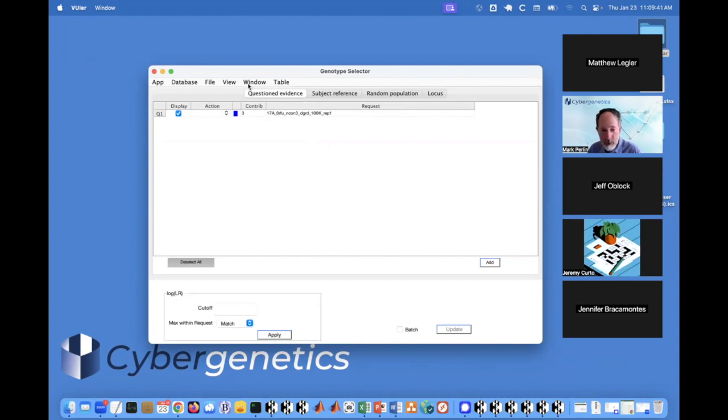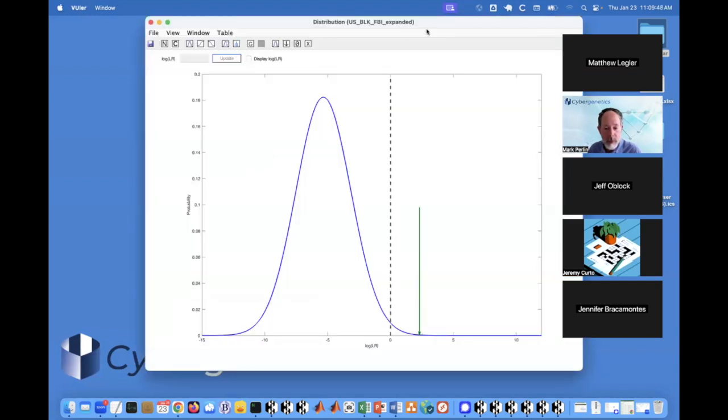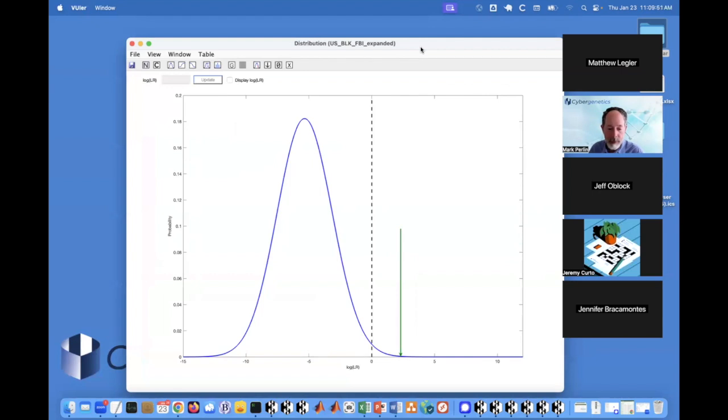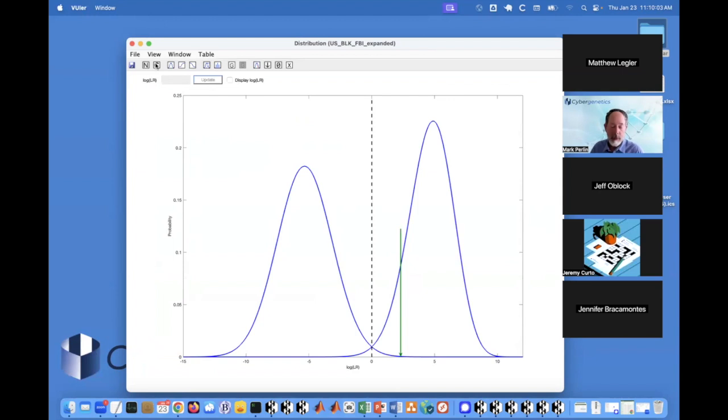And then to calculate the distribution, and this will happen live as I'm doing it, I just go to Window, Distribution. And so now we have our distribution open. The first thing that we see here is a non-contributor distribution, and then that green arrow is where the reference falls on it. And if I want to see the other half, the contributor distribution, it's just up here in the toolbar. And so that is all that's needed to calculate these distributions. And that is like a live demonstration in the sense that that's all the more time it takes. Would you like to talk further about this, Mark?